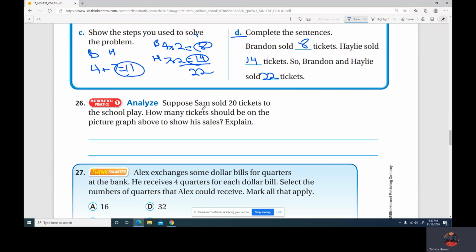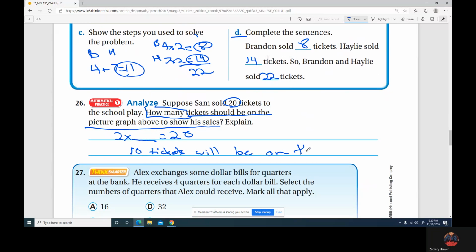Suppose Sam sold 20 tickets to the school play. How many tickets should be on the picture graph in sales? So, Sam sold 20 tickets, and each ticket is worth 2. So, we have to find the missing number. 2 times what equals 20? We know it's 10. 10 tickets will be on the graph. Because we know 2 times 10 equals 20.